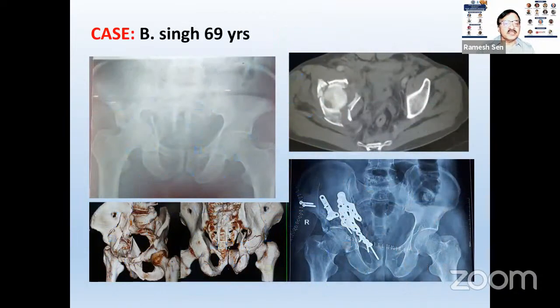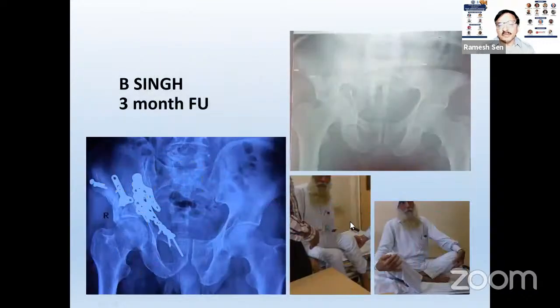Another patient, a 69 year old man. You can see the kind of combination as Professor Romans has explained. So I reduce it, put this plate into this area, and subsequently you can see I'm able to make the patient ambulatory to an extent, sitting and standing in this position, with this kind of buttress into this area.